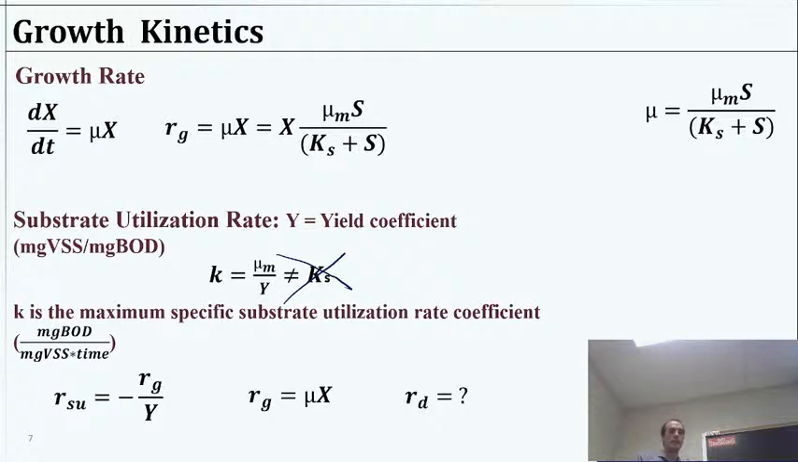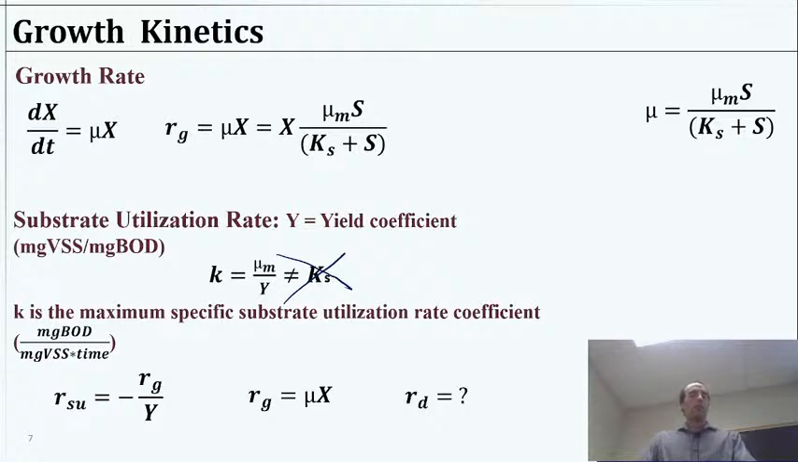And then we'll have a kd in a minute for the coefficient for death. So we'll have potential for confusion. These will all be on your formula sheet, so just make sure you understand which one's going where with all of that.